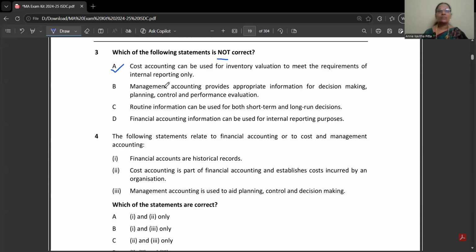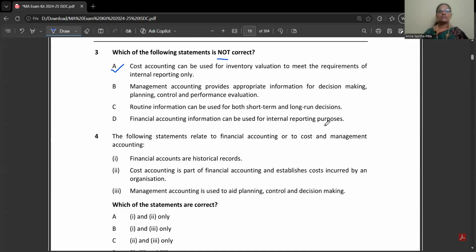Other things also, if we look into that, management accounting provides information for better decision making. So it is correct. If it is correct, it is not our answer, because we are looking at which one is not correct. Routine information can be used for both short term as well as long run, and financial accounting information can be used for internal reporting purposes. Okay, so we can also use that, but financial accounting information, when presented in report form, has to be mandatorily followed for external financial reporting, but it can be used for internal reporting as well.